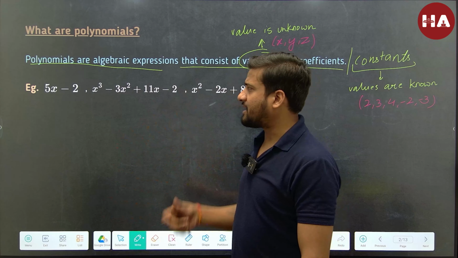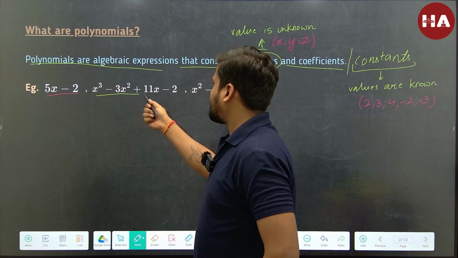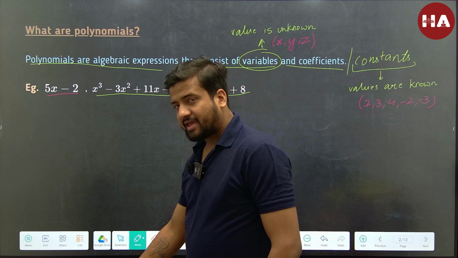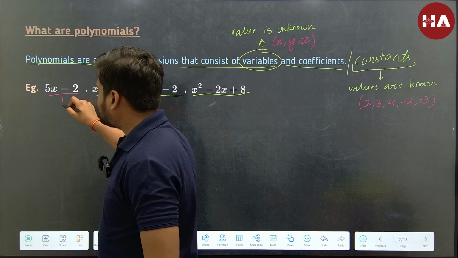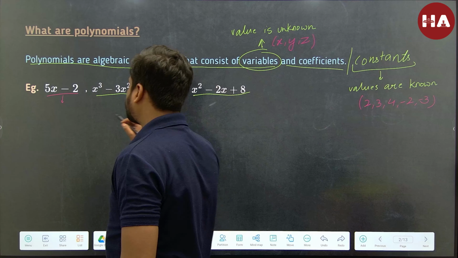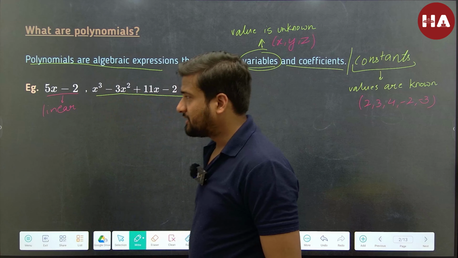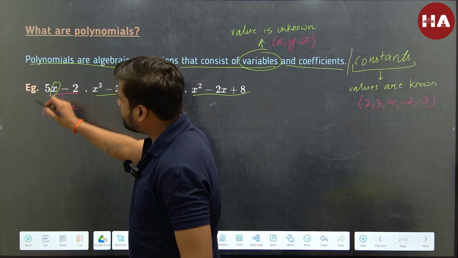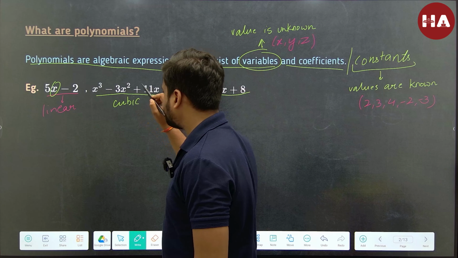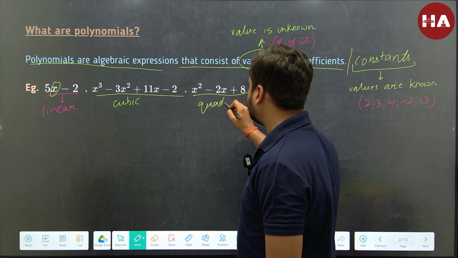Some of the basic examples I have given here are 5x minus 2, x cube minus 3x square plus 11x minus 2, and x square minus 2x plus 8. If you look at this, this is an example of a linear polynomial. Why linear? Because the power of x is 1. This is an example of a cubic polynomial. And this is an example of a quadratic polynomial.